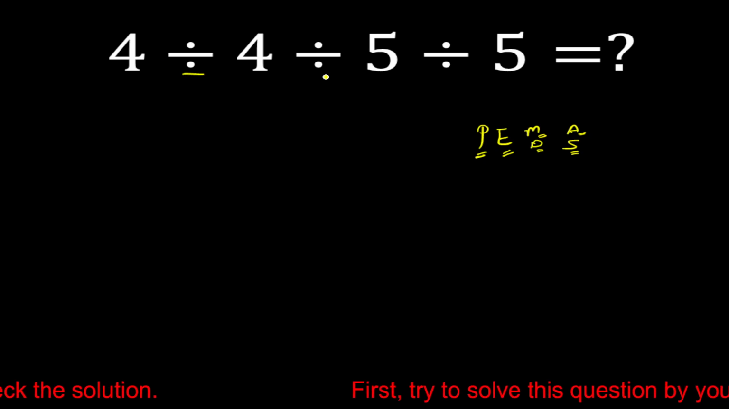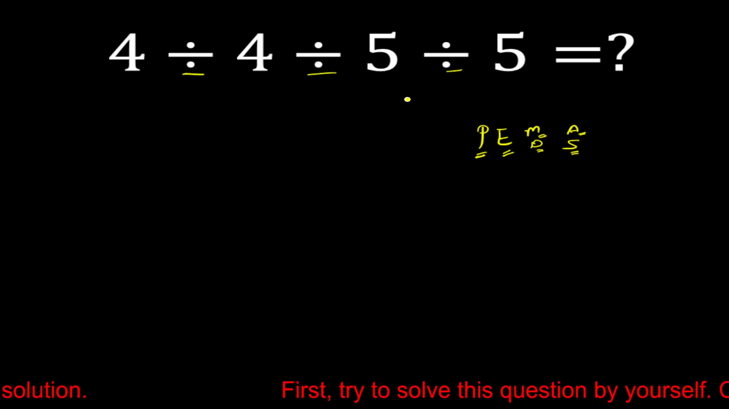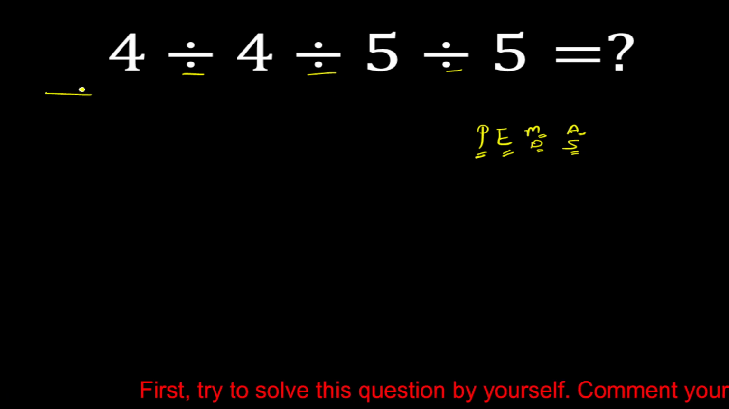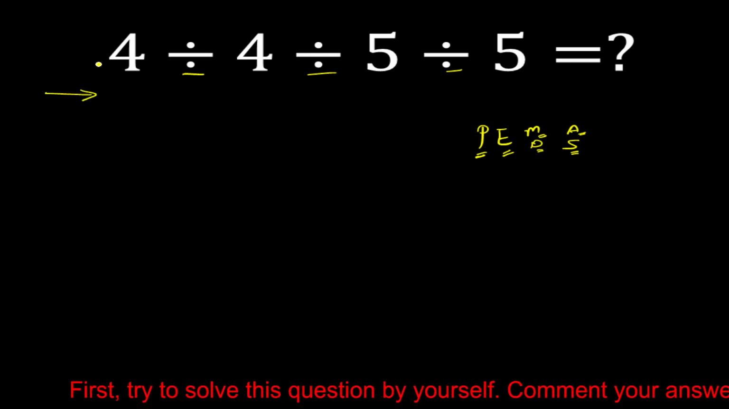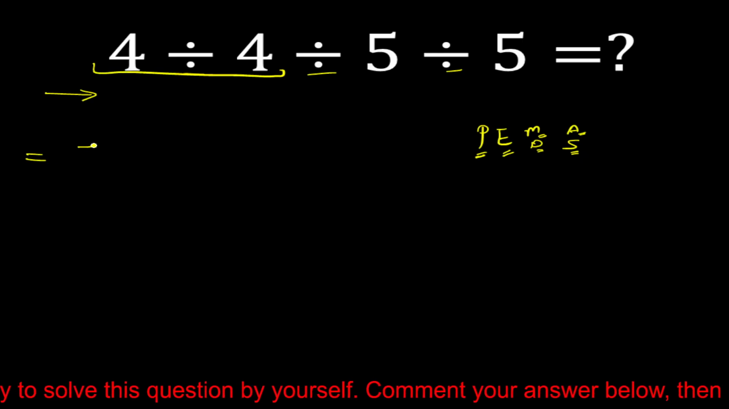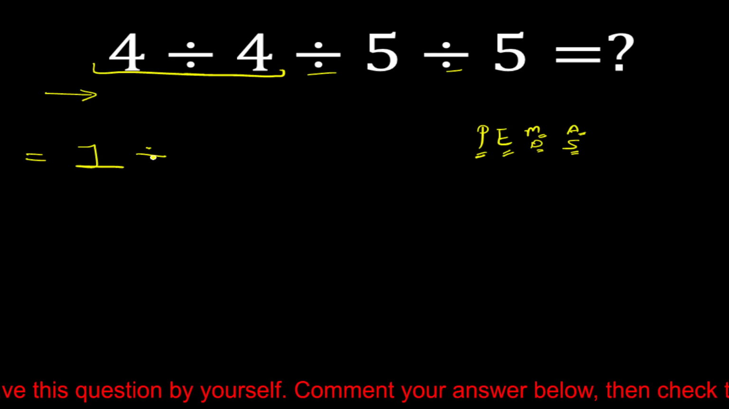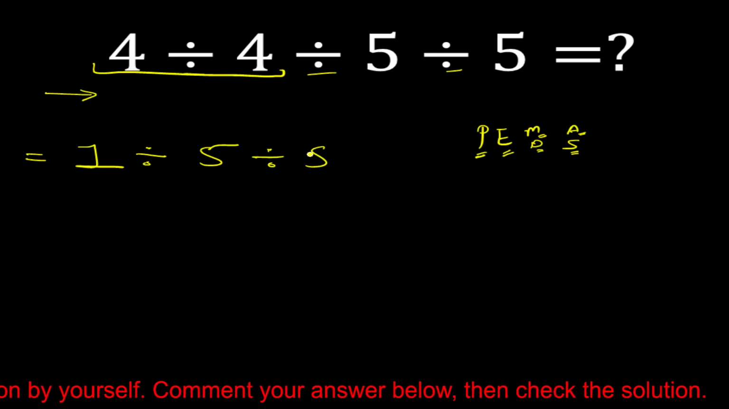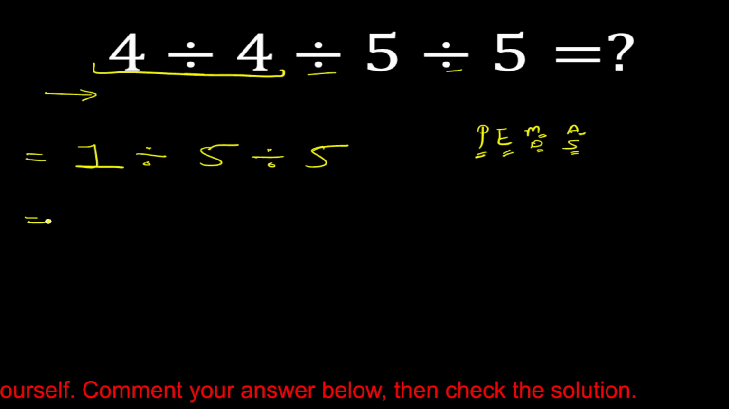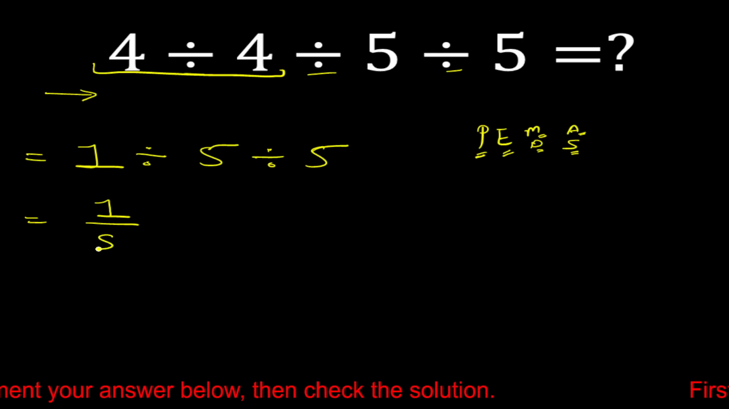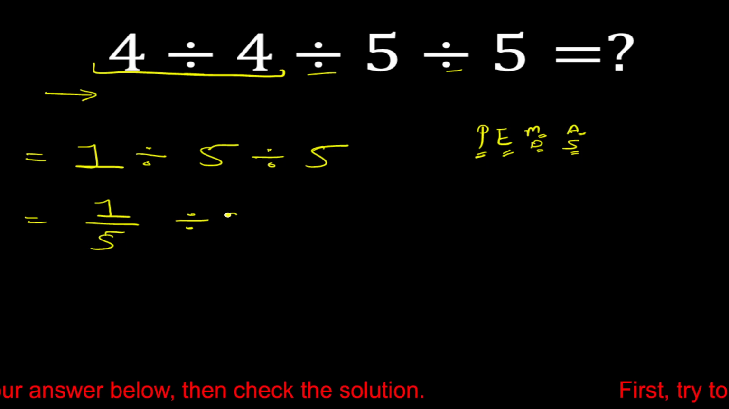so here is one division, here is one division, and also here is one division. All have equal priority, therefore we have to solve it from left to right. Okay, now 4 divided by 4 is equal to 1, divided by 5 divided by 5. Okay, now 1 divided by 5 can be written as 1 by 5 divided by 5.